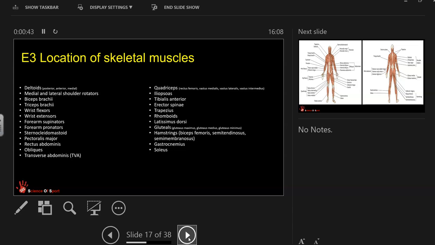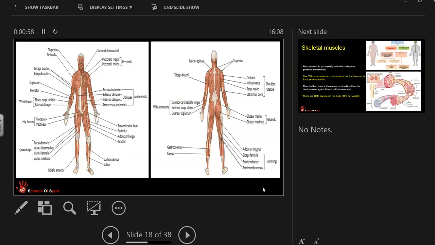Here's the specification and the list of muscles that they wish for you to be able to identify and understand the movements that they generate. So when these muscles contract, what movements occur and over what joints. This obviously is an overview of a lot of, in fact most of the muscles that you need to appreciate.